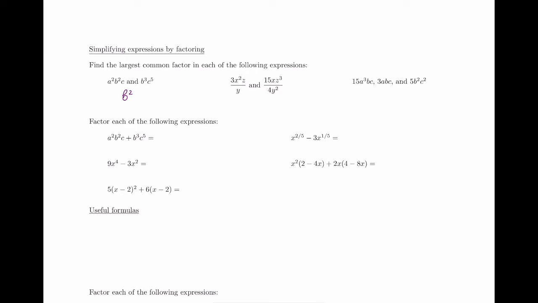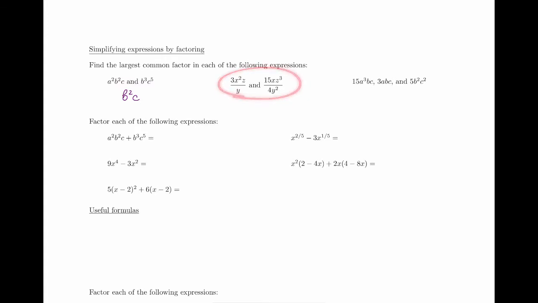For c, the first term has one c, and the second term has 5 factors of c, which means that in common they have c. So notice, for example, that one of the other common factors you can say they have is just b, or just b squared. But that's not going to be the largest common factor. The largest common factor is the biggest part that both of these terms have in common, and determining the largest common factor will really allow you to do the most efficient factoring.